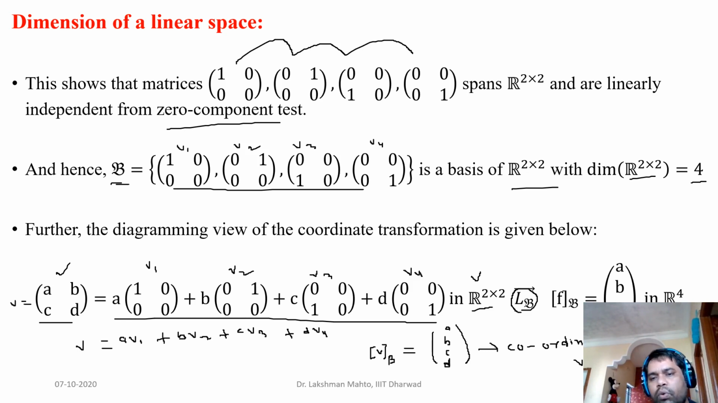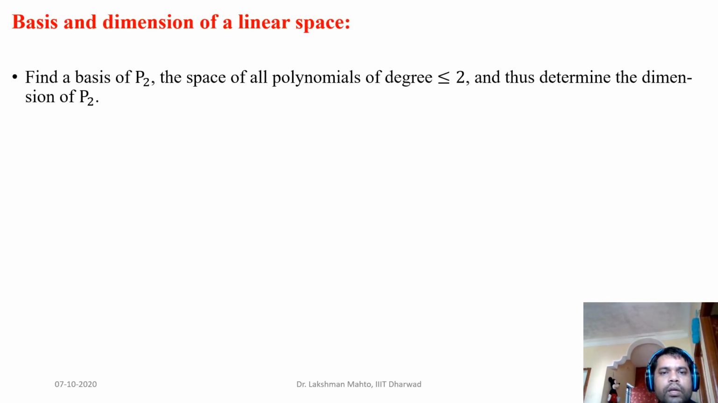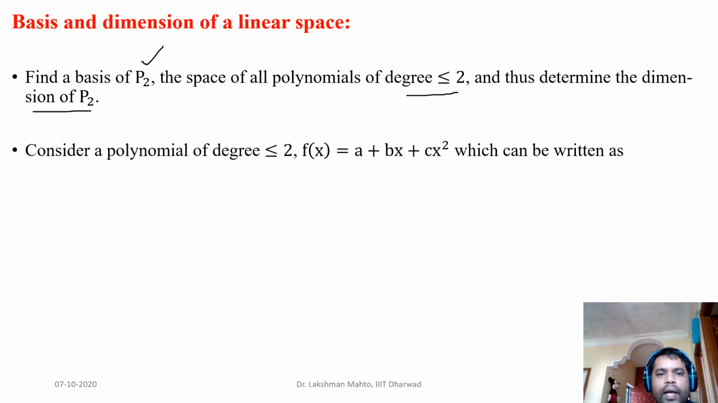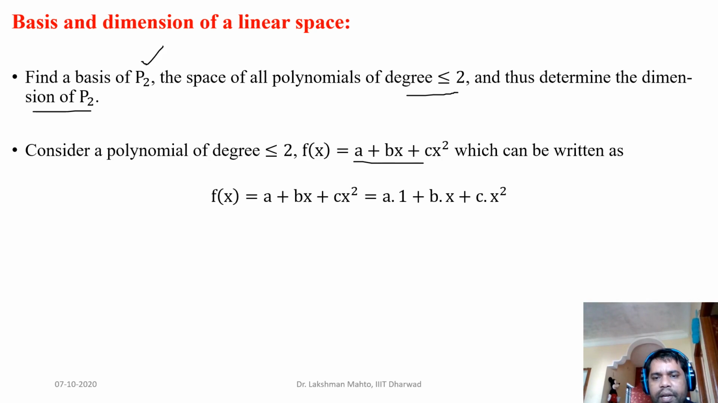So I will take one more example. Now consider P2. P2 is the collection of all polynomials of degree up to 2. We also have to derive the dimension of P2. What would be the dimension of P2? Every polynomial in P2 of degree up to 2 can be written as a plus bx plus cx square, which is a times 1 plus b times x plus c times x square.